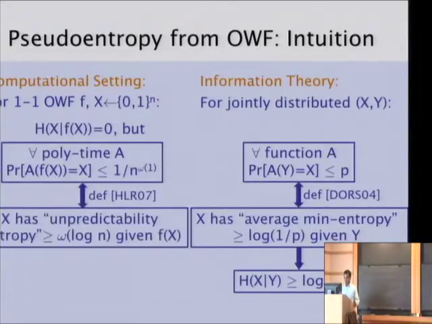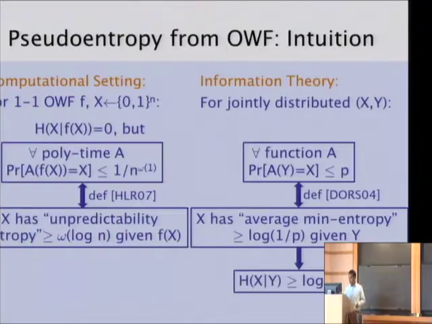Okay, so now let's look for analogs on the computational side. Similarly, Hsiao, Lu, and Reyzin gave a name to a computational analog of entropy. If X can't be predicted from f of X except with some probability P, we'll say X has unpredictability entropy at least log of 1 over P given f of X. And log of negligible is something super logarithmic.